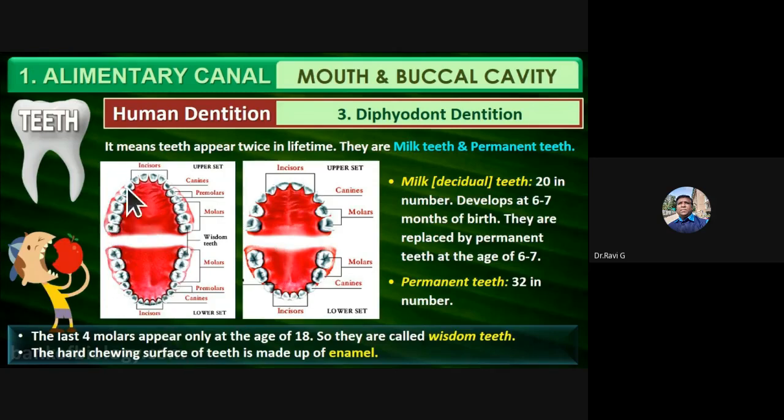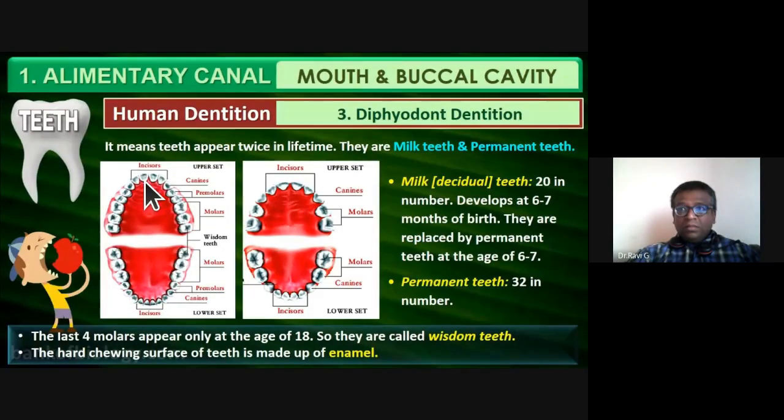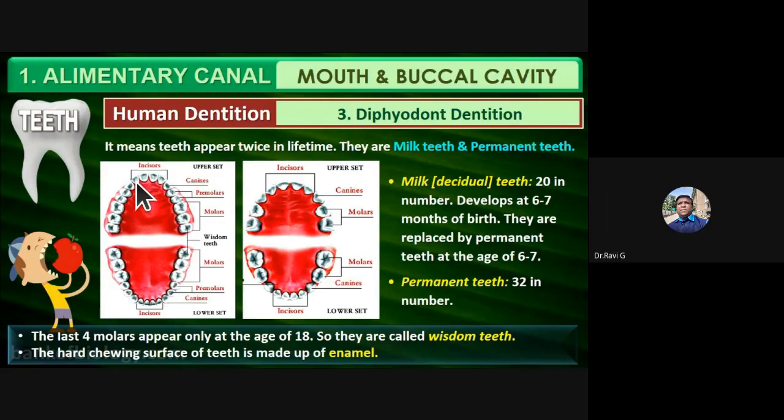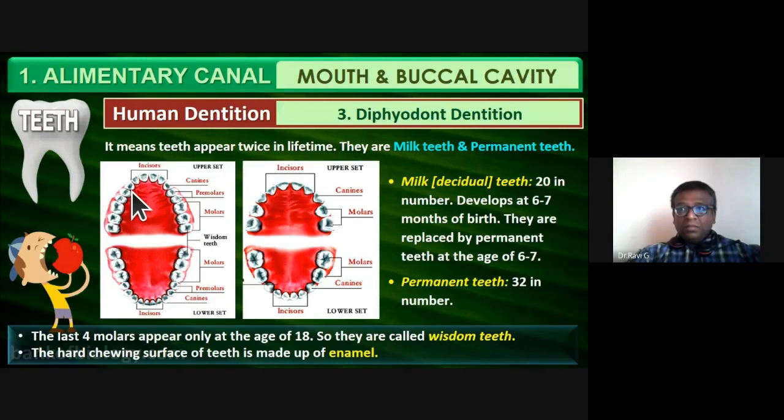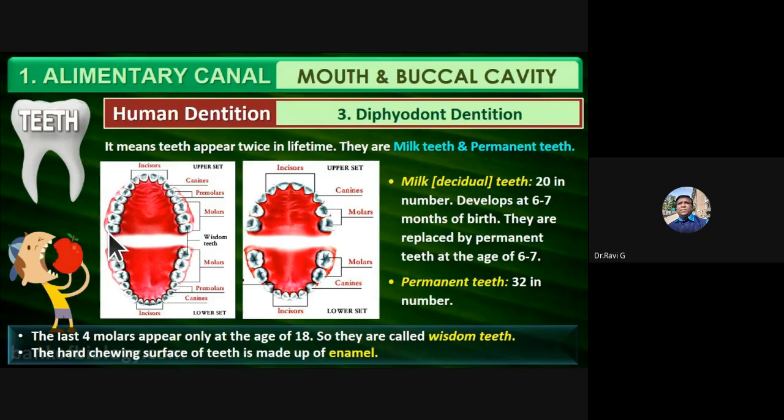In the permanent set, you can remember the same thing with a different formula. ICPM would be 2123. If you take only the upper jaw, incisors are two, the central incisor and lateral incisor. Canine is 1. The premolars are 2 in number and the molars are 3 in number. The last set of molars we call the wisdom teeth, which appear at the age of 18 years. So totally 4 wisdom teeth are there.